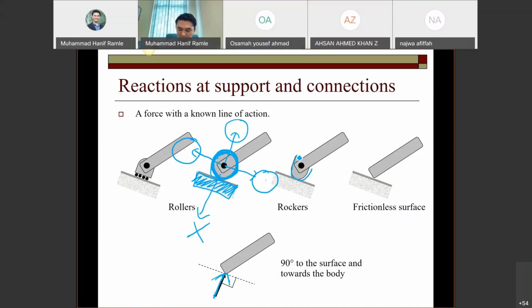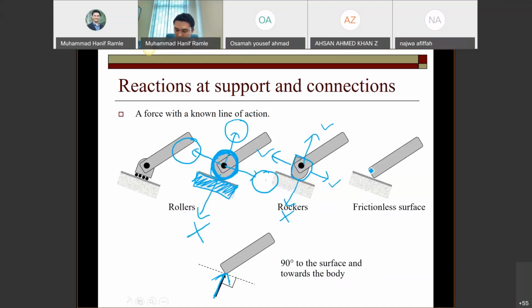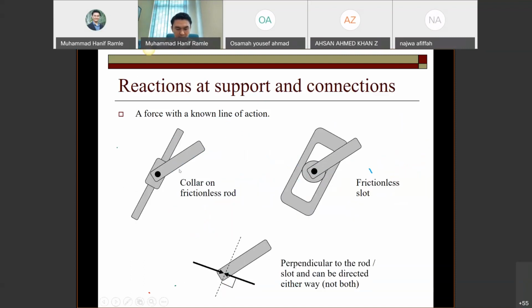Same goes to this one. Can go right, left, and up, but cannot go down. And same goes to this system, the final one, this rigid body. This rigid body can go right, can go left, can go up, but cannot go down. So that's why we only have one reaction that stops the movement of the rigid body. Okay, so move to the next one.